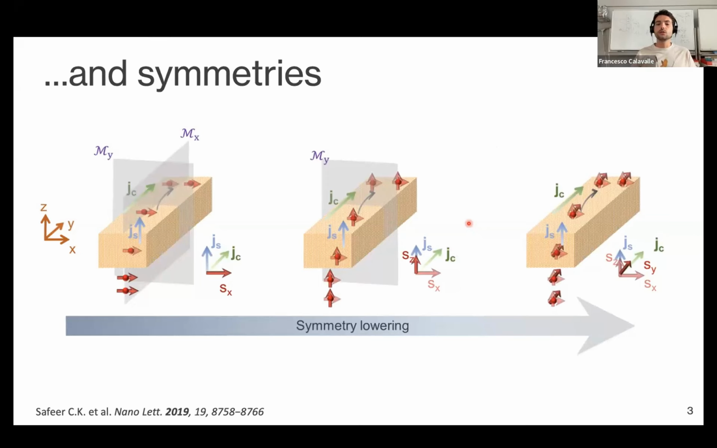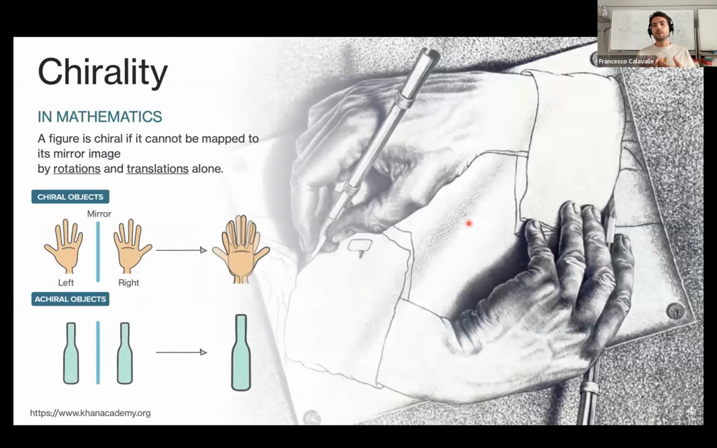So for this reason, and also because this relationship between symmetry properties and spin-to-charge conversion phenomena is very interesting, we decided to explore a symmetry property of matter which is the ultimate expression of broken symmetries, chirality. As you all know, we can encounter chirality a lot in nature. One example is our human hands, which cannot be superimposed on one another by rotation and translation alone. This means that chiral figures automatically break all mirror and inversion symmetries. We will see that this is very important for the phenomena that we will explore.